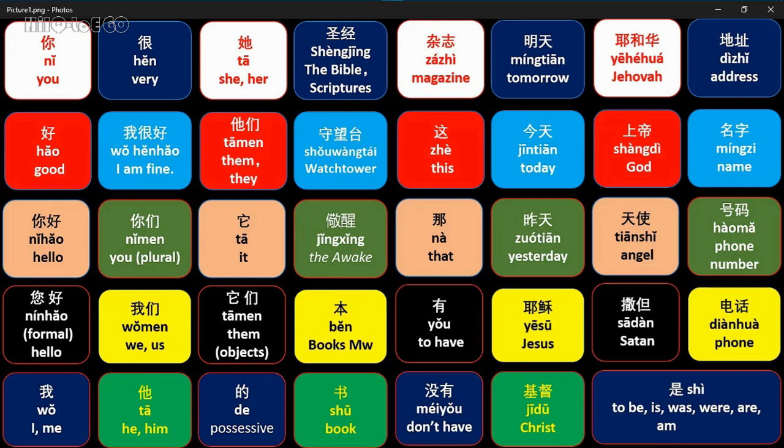Now the big word for today is 是. Now this is one of the most popular words, and you'll see it a lot because it means a lot of things too. 是 can mean to be, or is, or was, or were, or are, or am. If I want to say I am and put my name there, let's say it's Jesus who's speaking, and he says I am Christ.